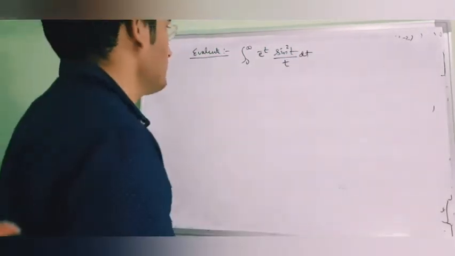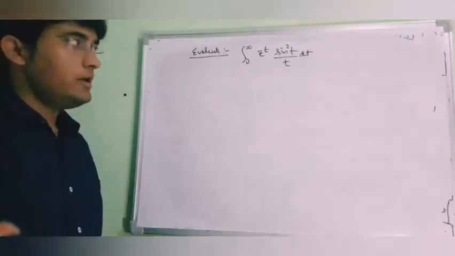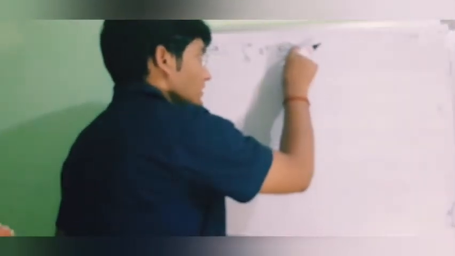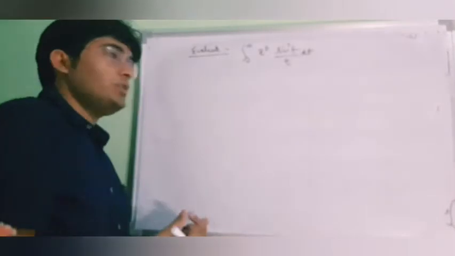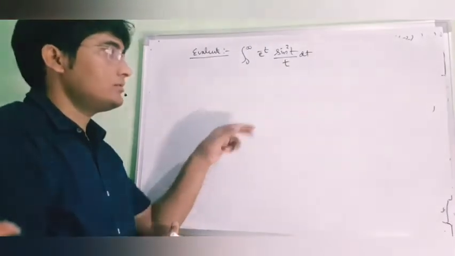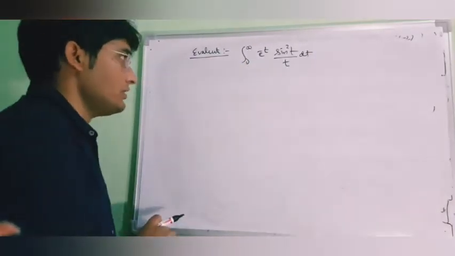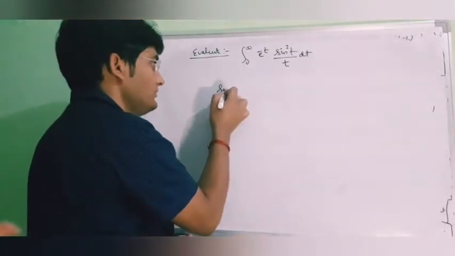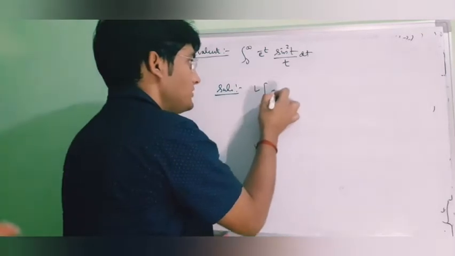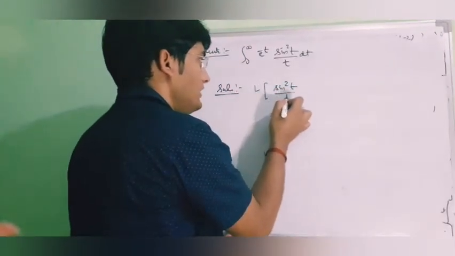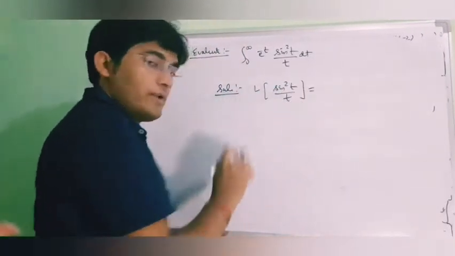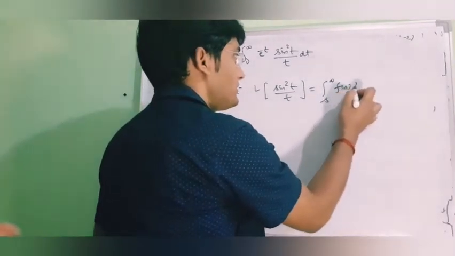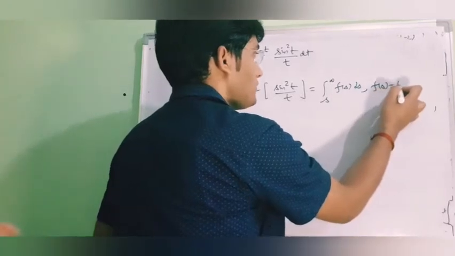So we have to evaluate this integral. If we find the Laplace of sine square t upon t, then we can use the definition of Laplace to evaluate this particular integral. So let us evaluate the Laplace of sine square t upon t. Solution: the Laplace of sine square t upon t means the Laplace of f(t) upon t, which is the integral from s to infinity of F(s) ds, where F(s) means the Laplace of sine square t.